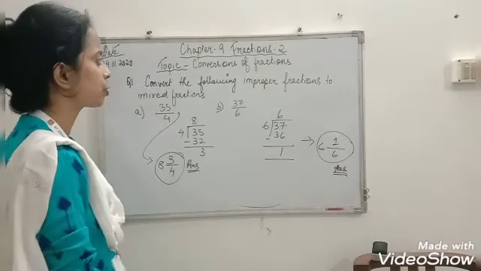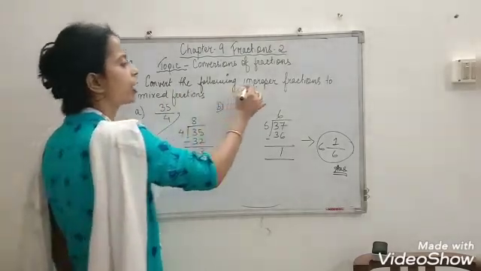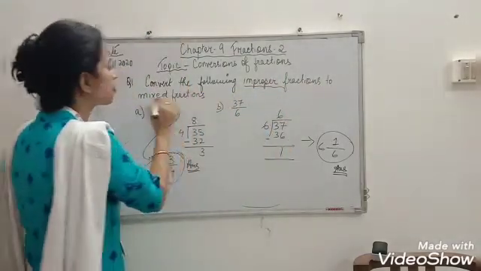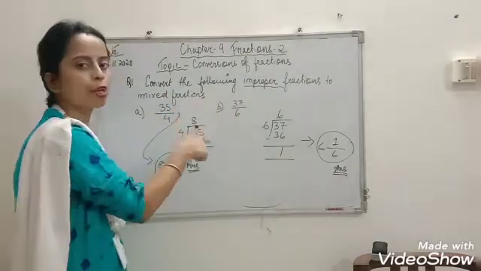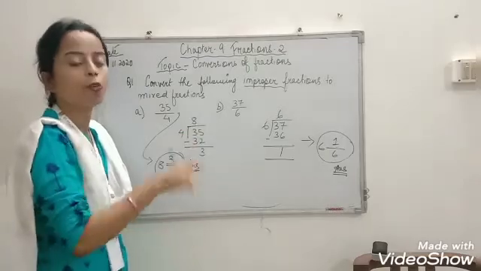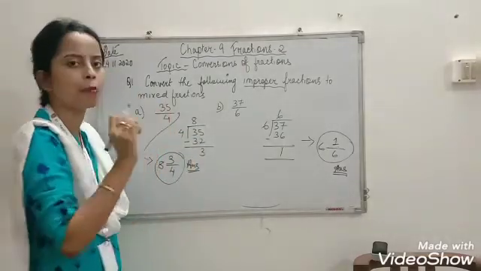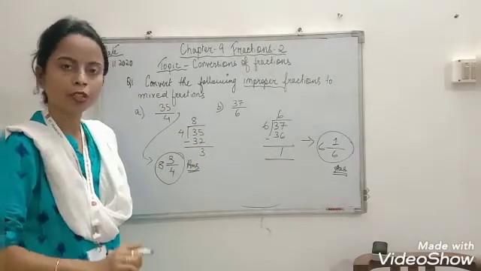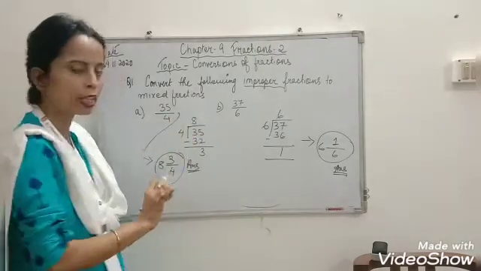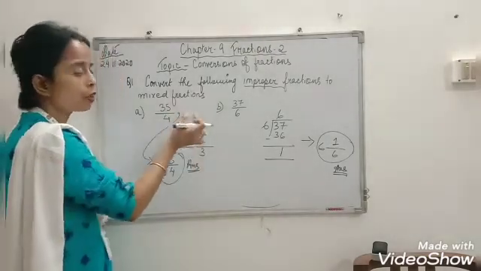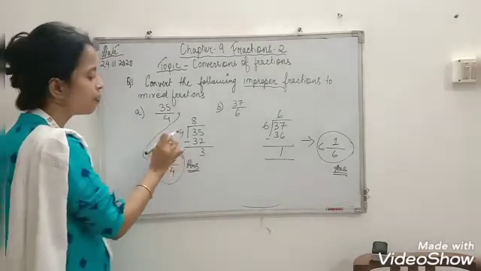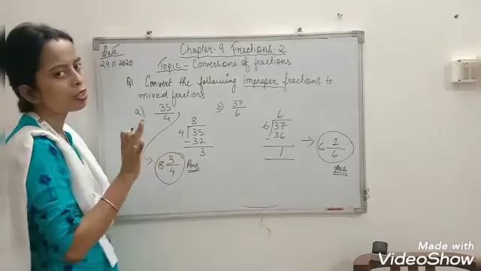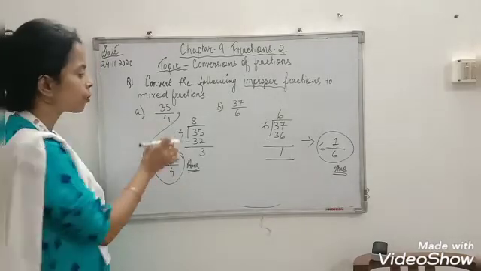I hope it is clear to everyone how to convert the following improper fractions to mixed fractions. To convert improper fraction to mixed fraction, we have to do division. We have to divide the numerator by the denominator. After dividing, we write quotient as a whole number, remainder as a numerator, and the divisor will be the denominator. Denominator should be the same.